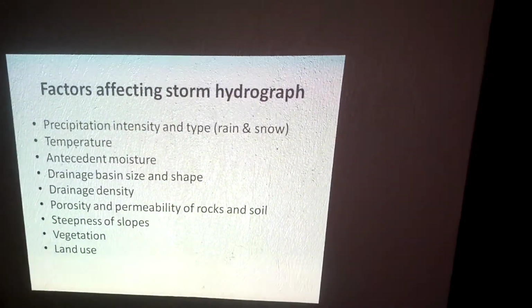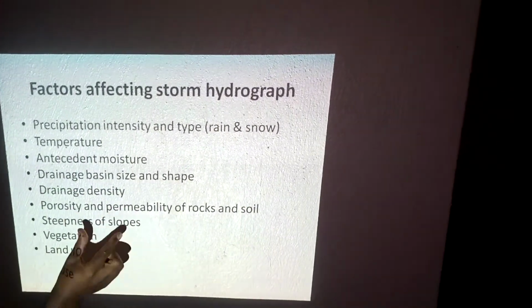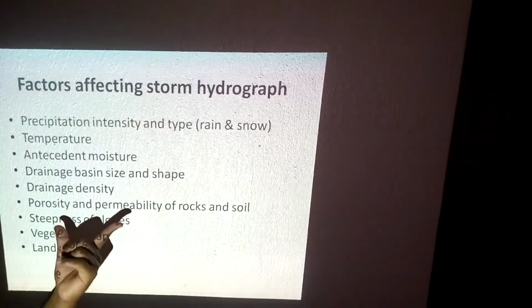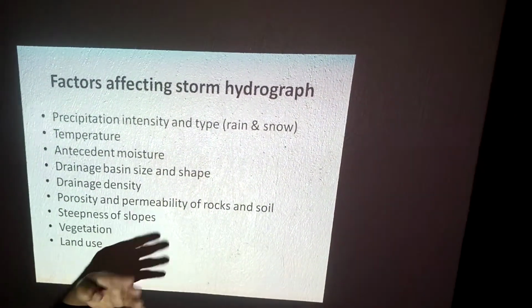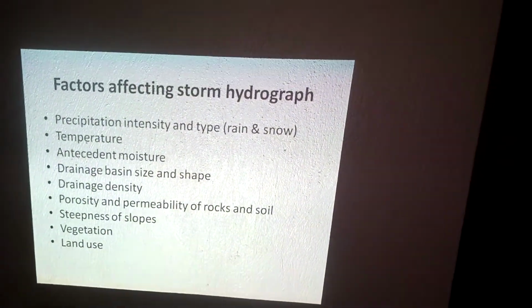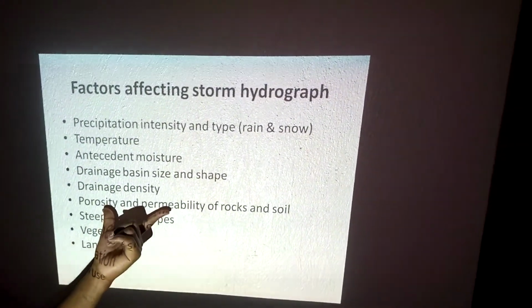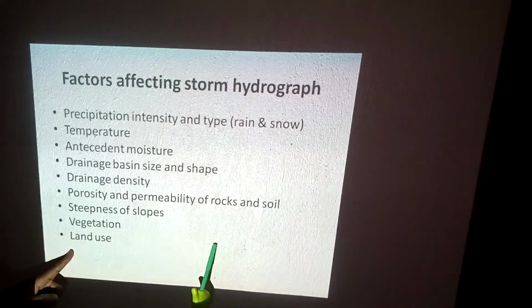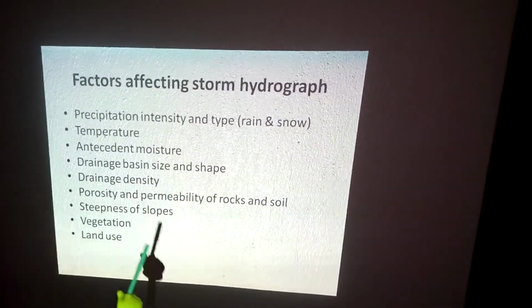Porosity and permeability. These influence infiltration. So when they are high, there is more infiltration and less surface runoff. When these are high, there is less peak discharge, longer time lag, and gentle rising and falling limbs.